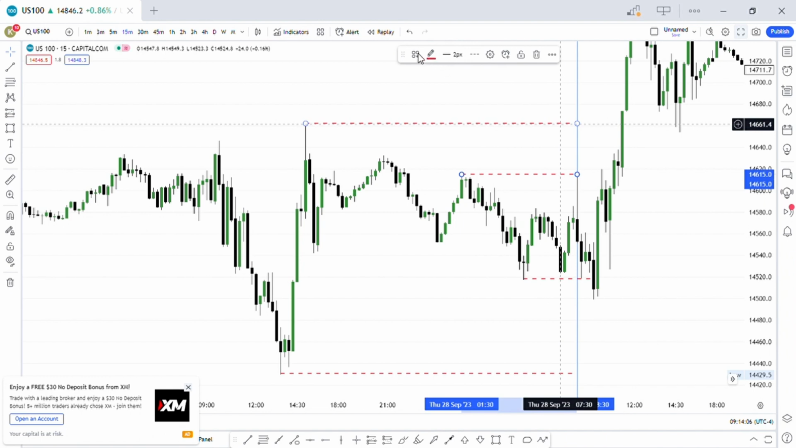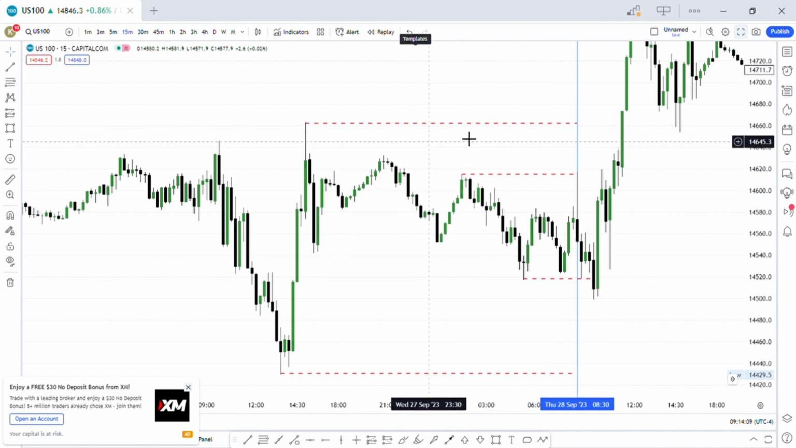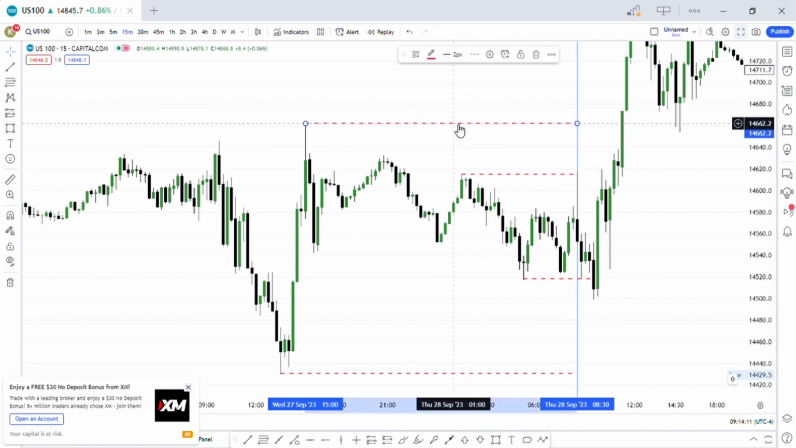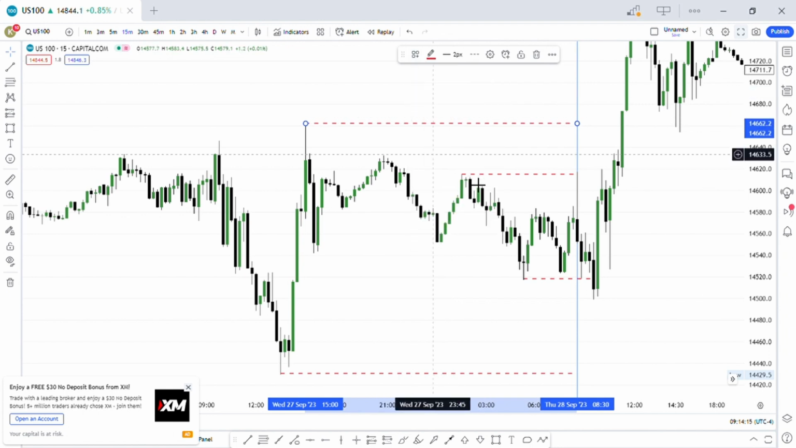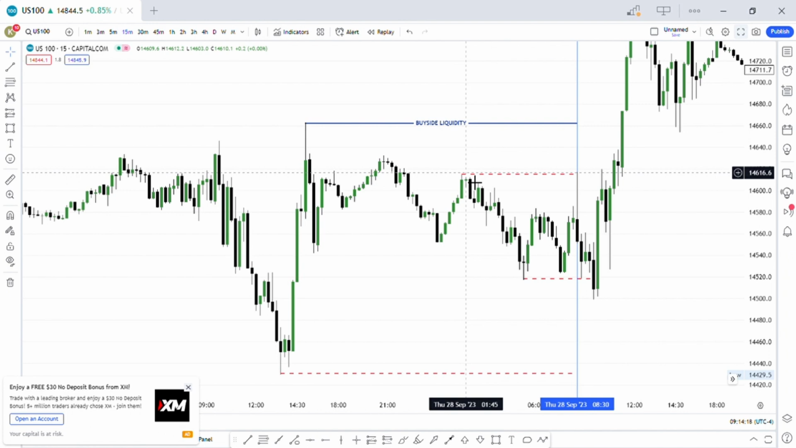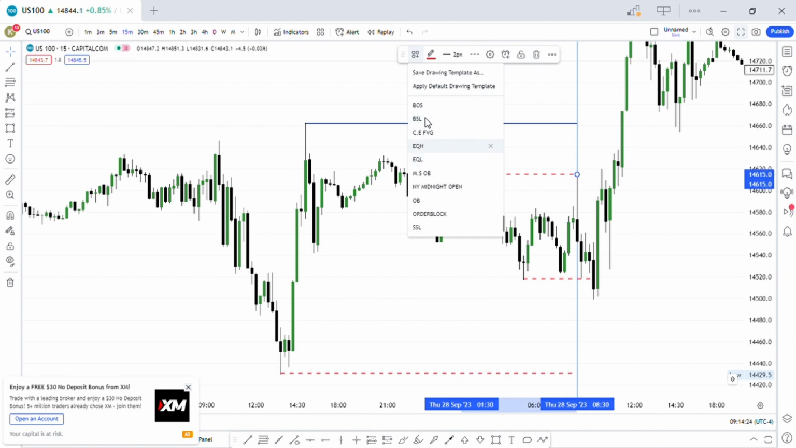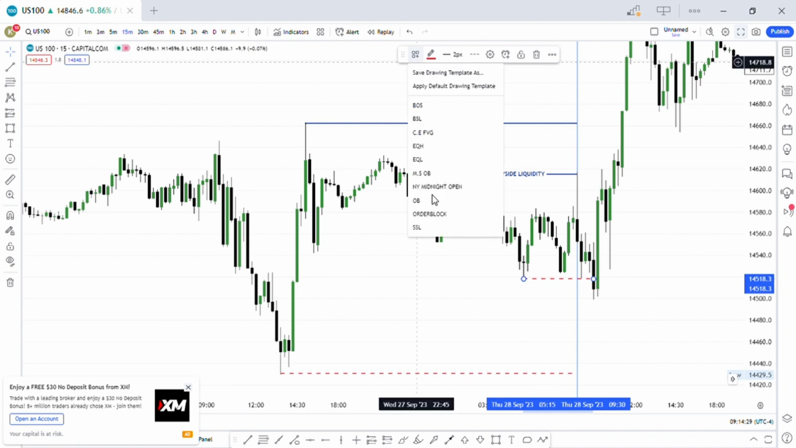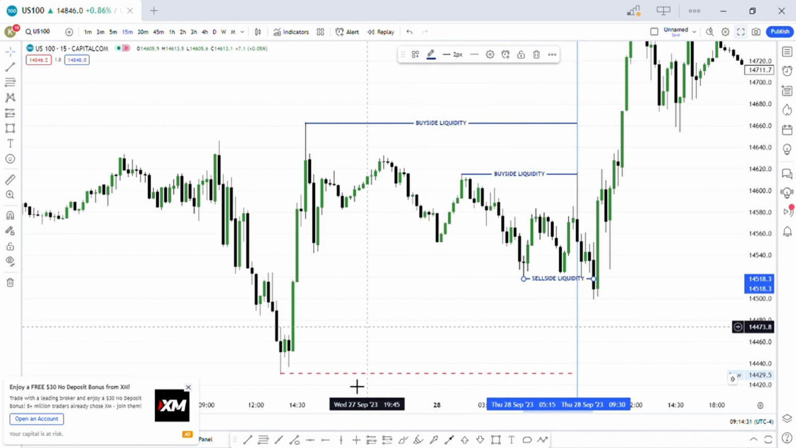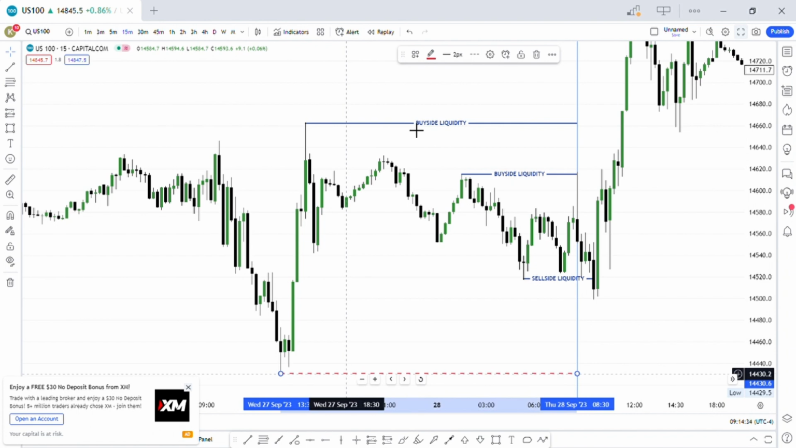Let's label them accordingly. This is our buy side liquidity of the range. BSL is buy side liquidity, as you can see. This is our sell side liquidity of the range.